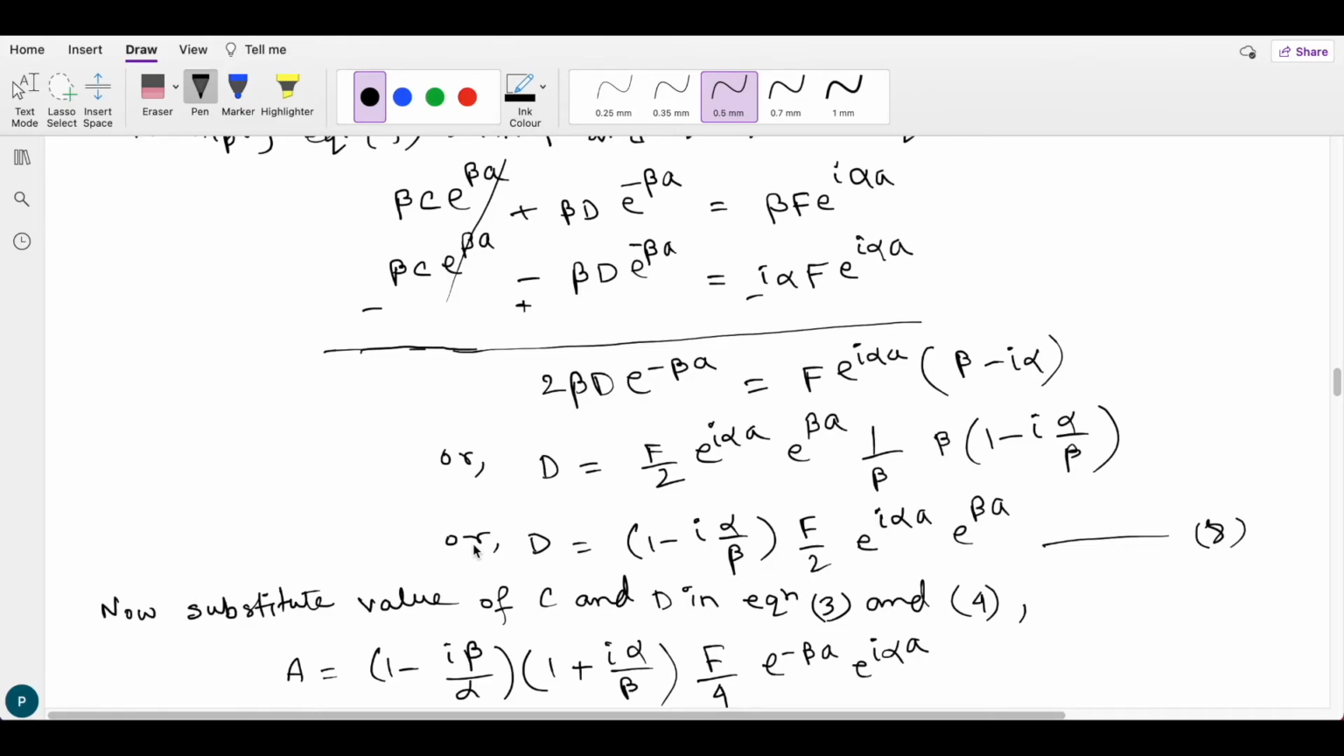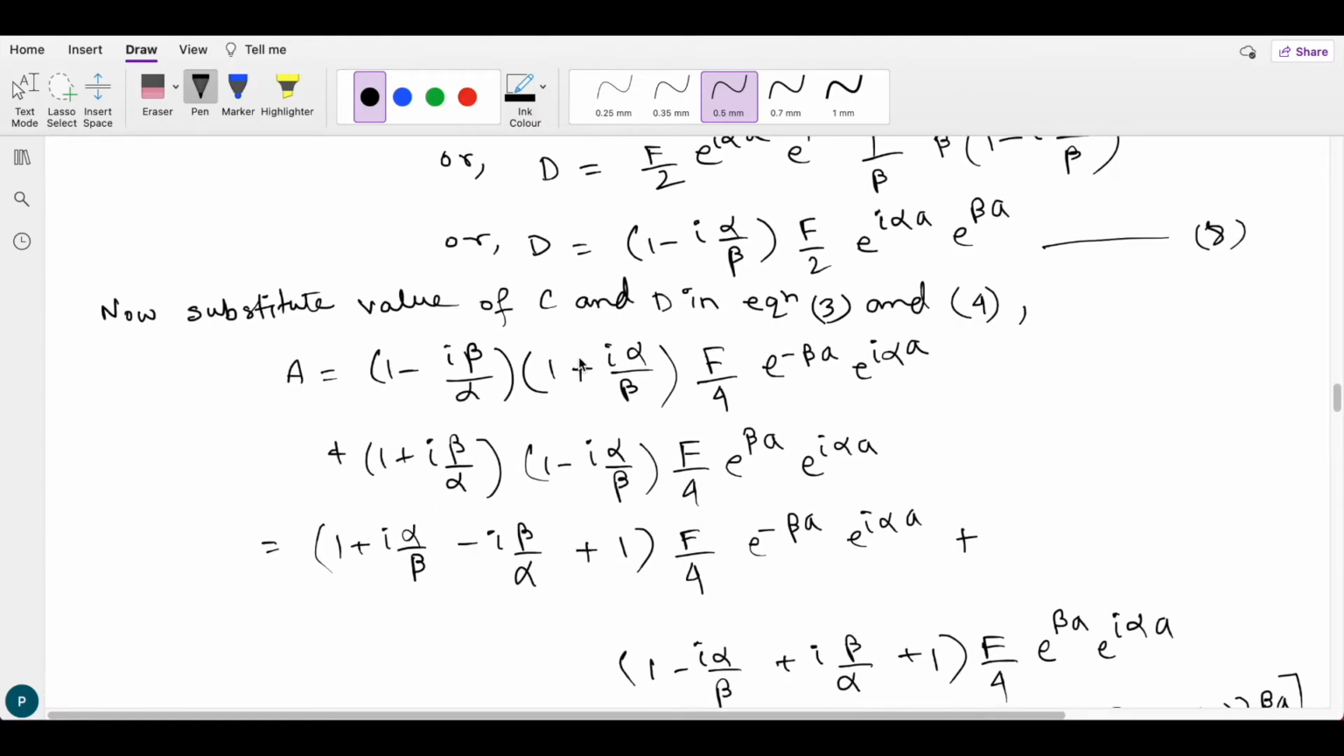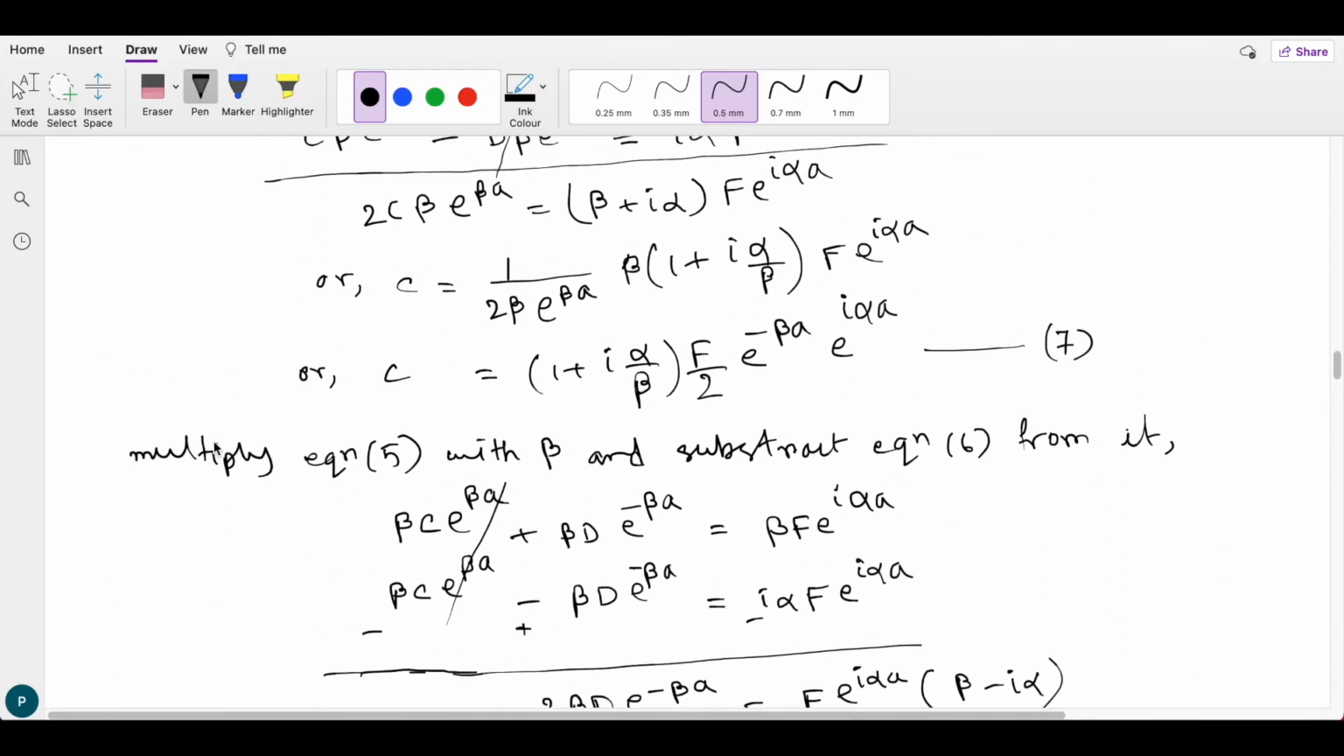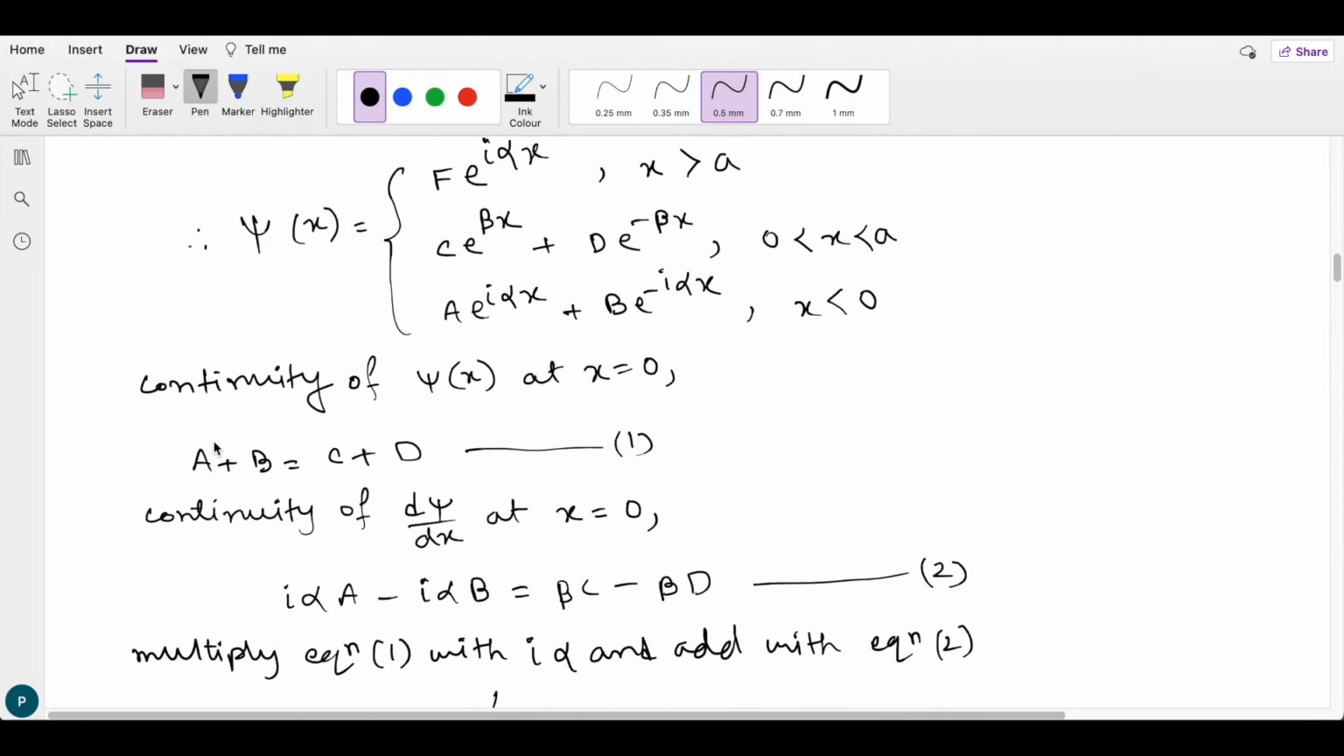So we get the values of C and D in terms of F. Now substitute the values of C and D in equations 3 and 4. What are equations 3 and 4?